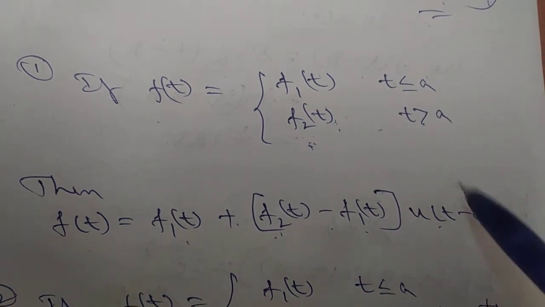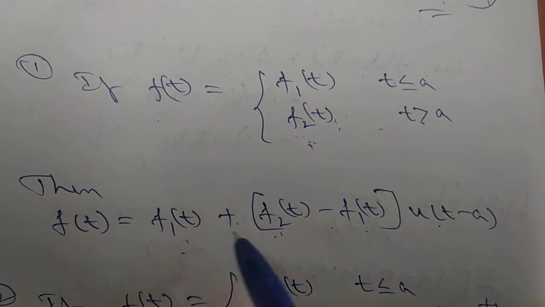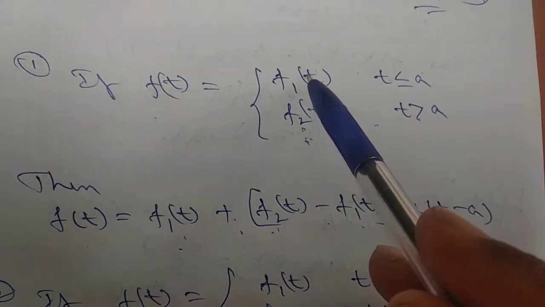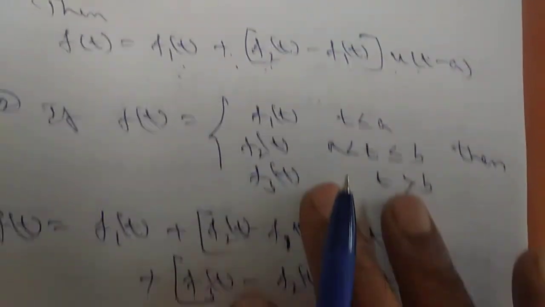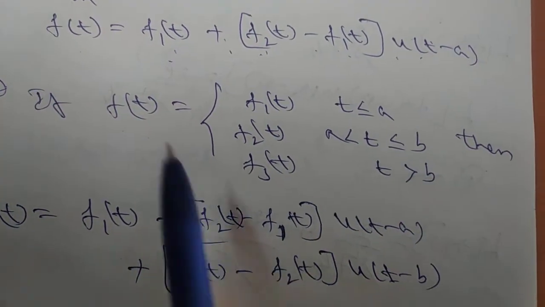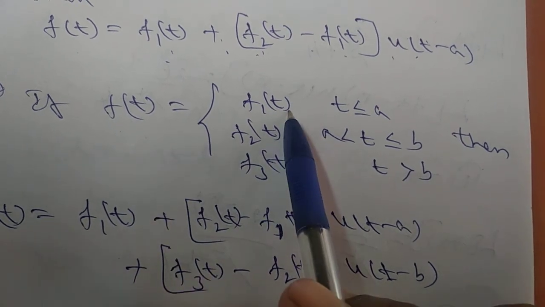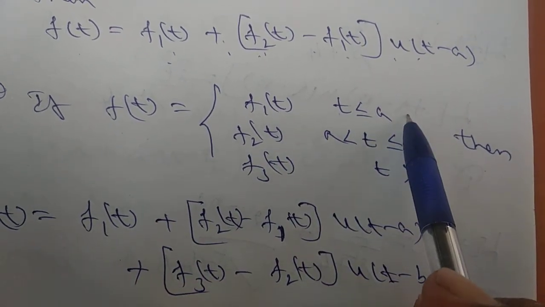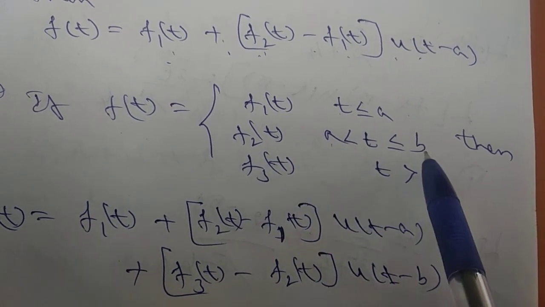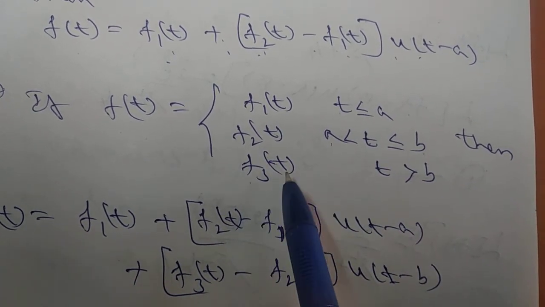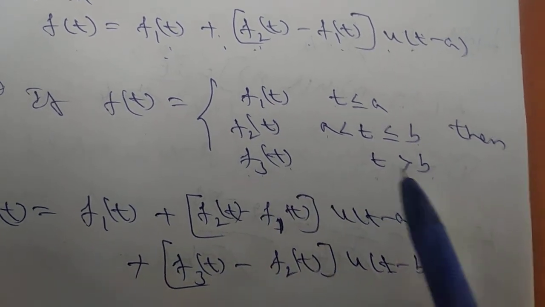This is the formula. Suppose two functions are given, then you have to write f1 of t plus f2 of t minus f1 of t into u of t minus a. Similarly, suppose three functions are given, so f of t can be split into three functions: f1 of t for t less than or equal to a, f2 of t for t greater than a and less than or equal to b, and f3 of t for t greater than b. So how to write this one?